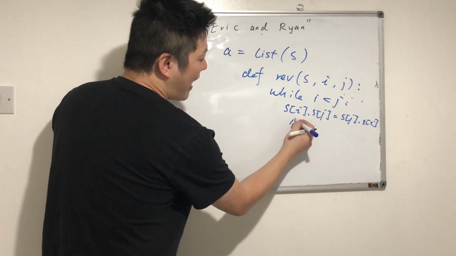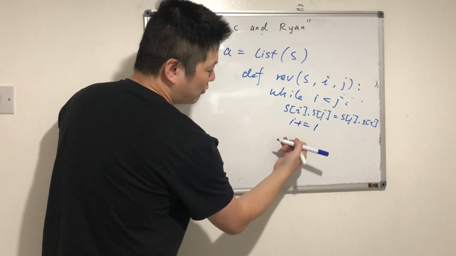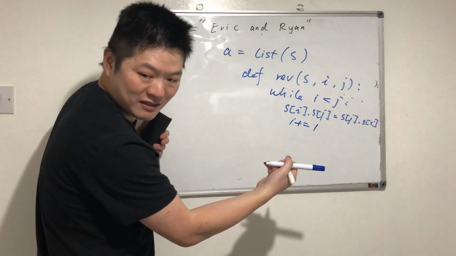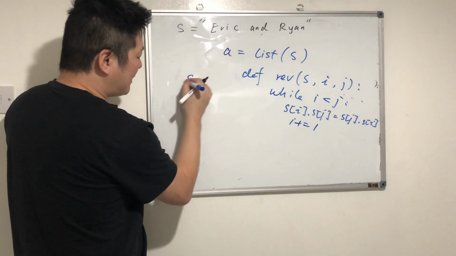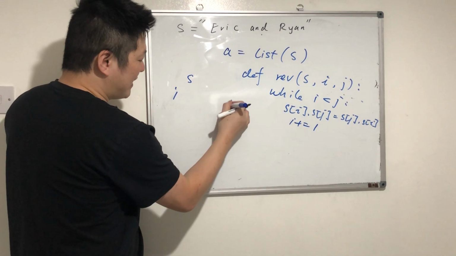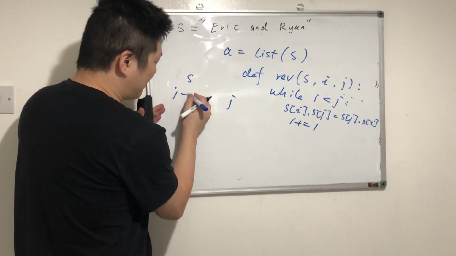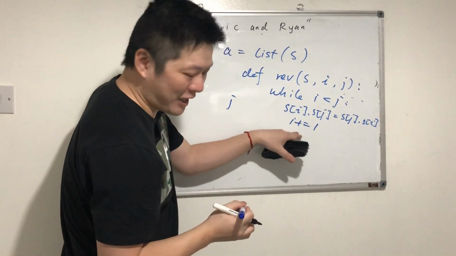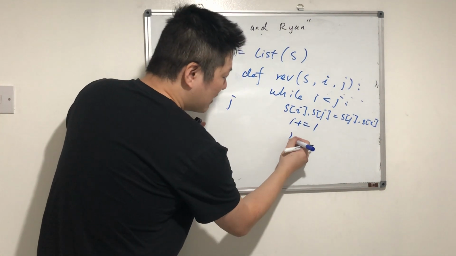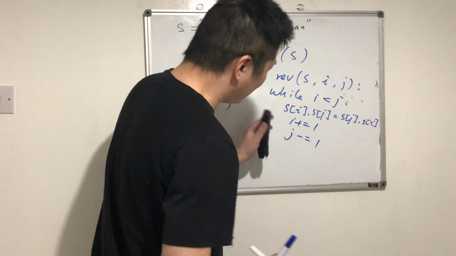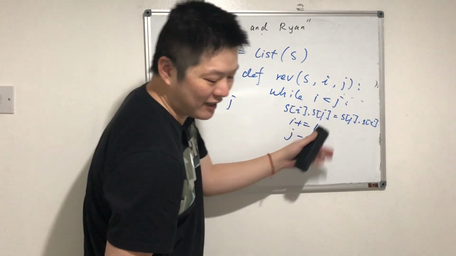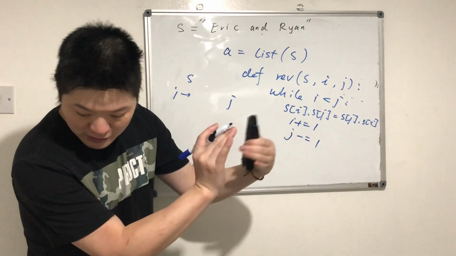And then i plus equals 1, and then what should I do with j? i is on the left, j is on the right. i plus equals 1, I move one step to the right, and j minus equals 1. Well done. That's what I want. And when they meet in the middle, that's it.